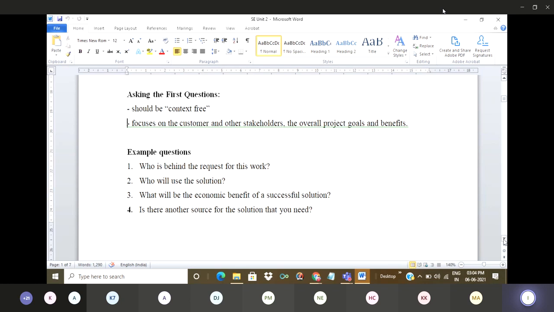Example questions, we have to ask in this way. Who is behind the request for this work? Who will use this solution? What will be the economic benefit of such a solution? Is there any other source for the solution that you need?